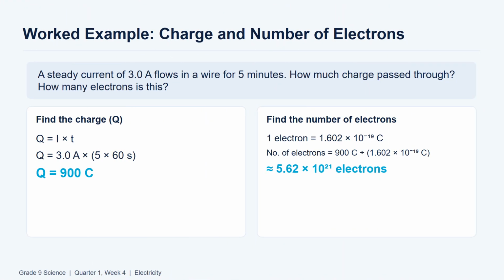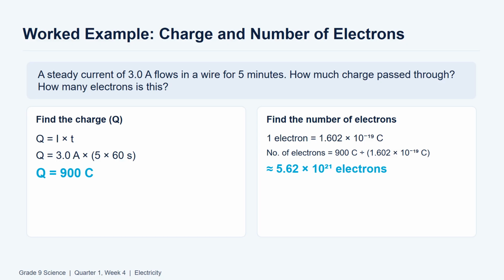Let's try a slightly more advanced example. A steady current of 3.0 amperes flows in a wire for 5 minutes. How much charge passed through, and how many electrons does that represent? First, let's find the charge. We rearrange our formula to get Q equals I times T. So, Q equals 3.0 amperes times 5 minutes converted to seconds, which is 300 seconds. That gives us Q equals 900 coulombs.